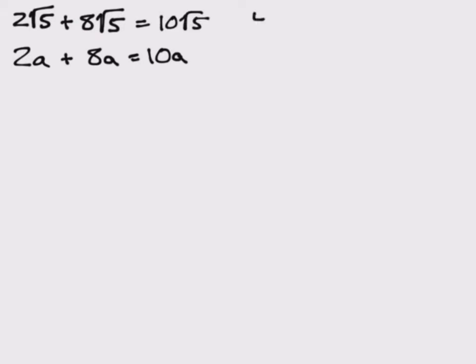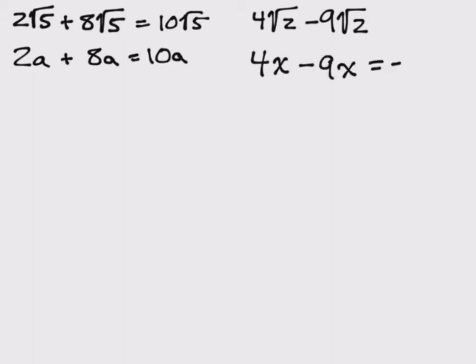Let's try another. How about 4 root 2 minus 9 root 2? Same idea. I'm sure if I gave you a very similar problem like 4x minus 9x, you'd have no doubt in your mind that the difference was negative 5x. This variable x represents some number. And the square root of 2 is also some number. I don't know exactly what it is, but it's a number. So we've got 4 times that number minus 9 times that number for a grand total of negative 5 times that number.